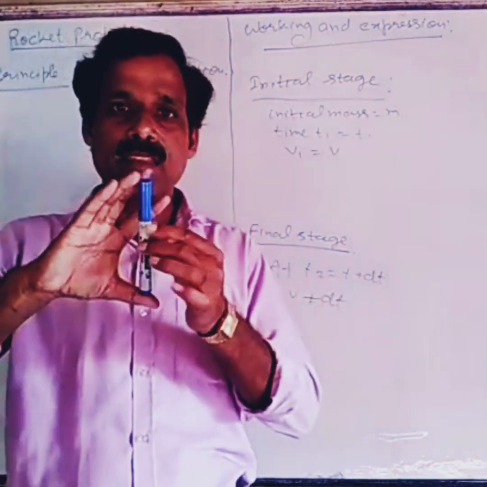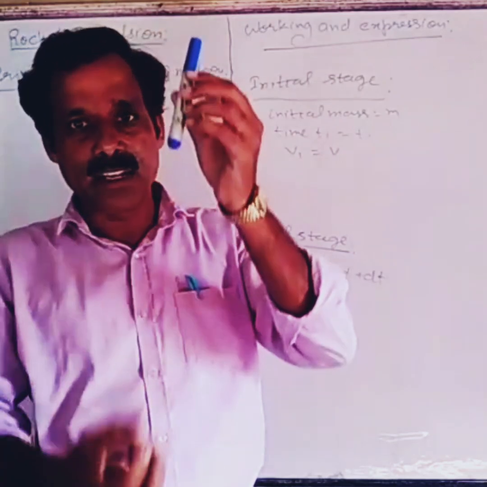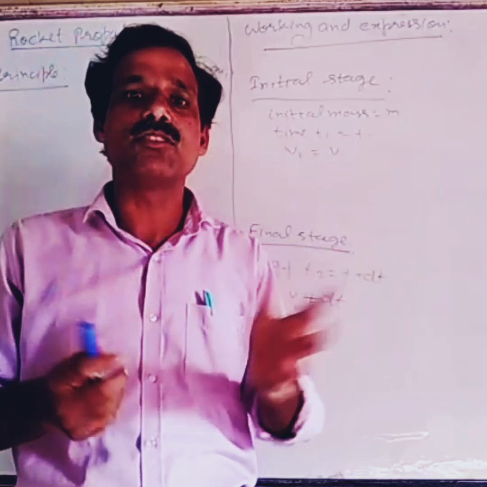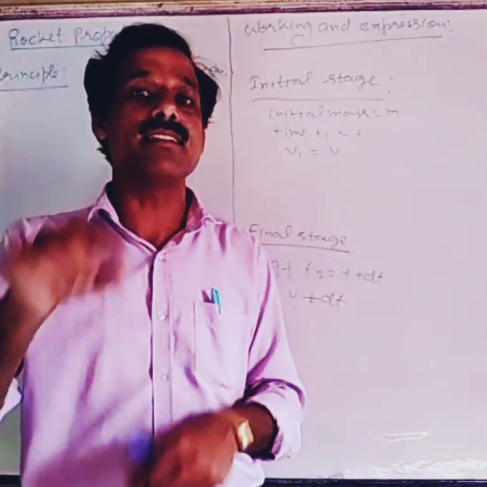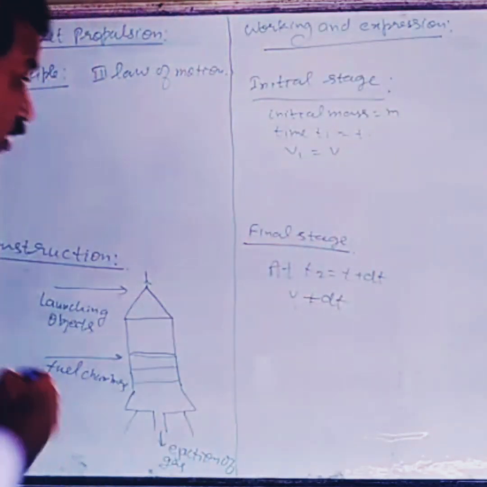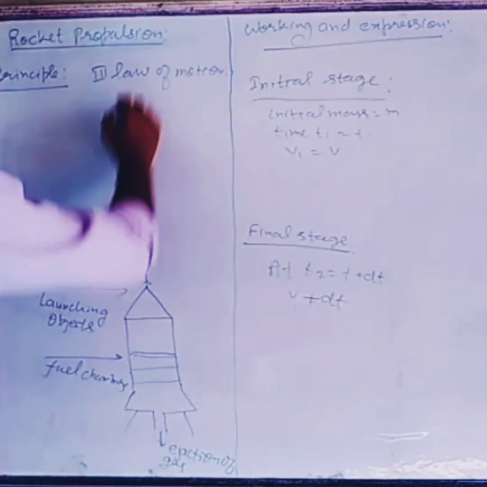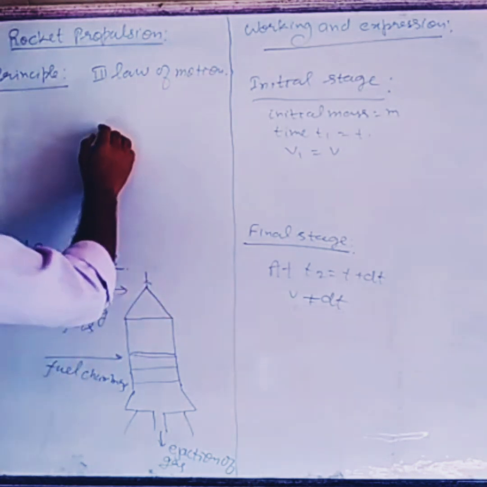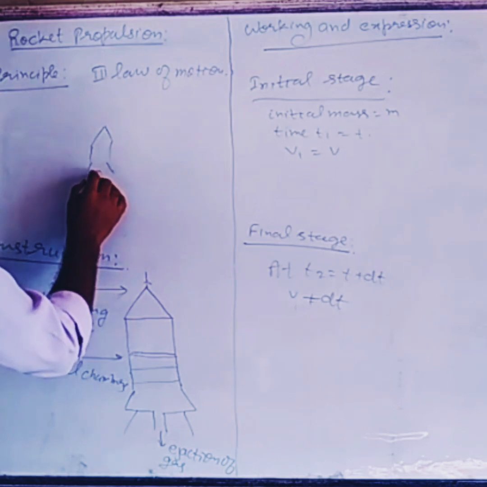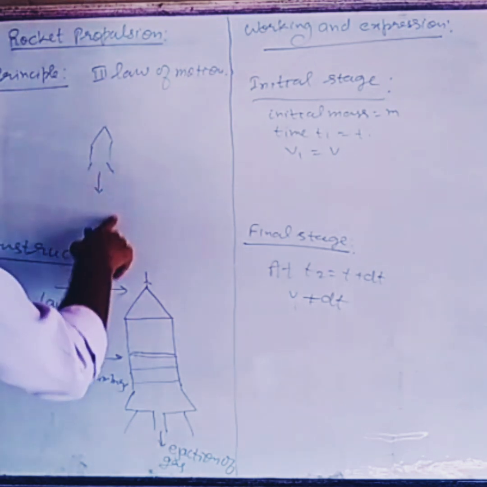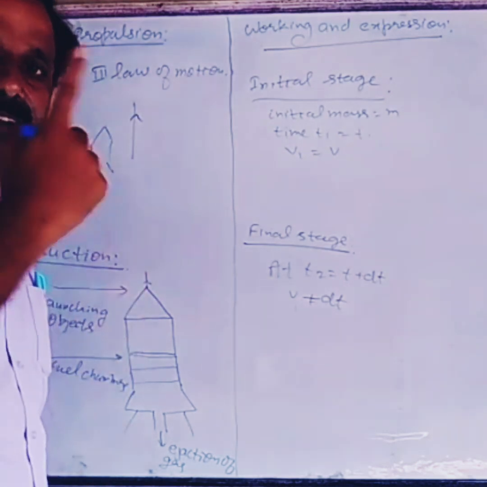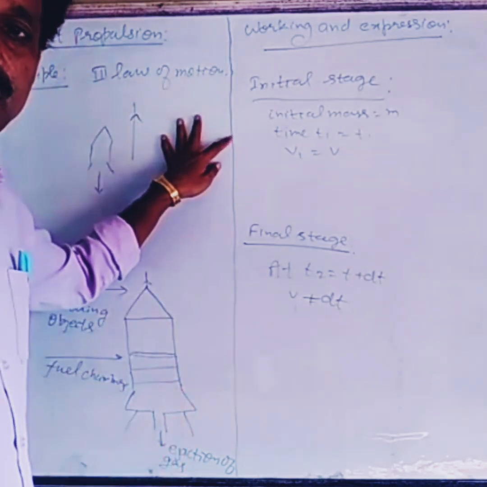Consider this is the rocket. The fuel will burn, so gases will come out and the rocket will move forward. The third law of motion says every action in nature has an equal and opposite reaction. So this is the principle. For example, as the gases come out in the downward direction, the rocket will move in the upward direction, that is, it is accelerated upward. This is the principle.